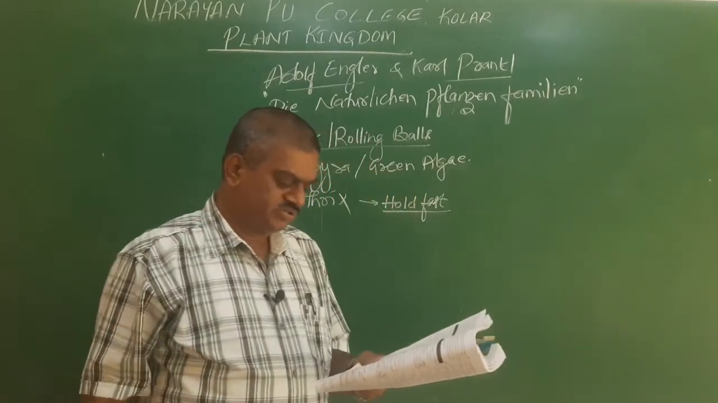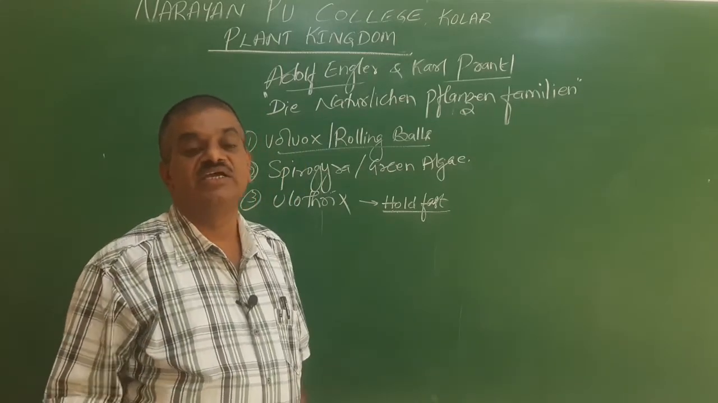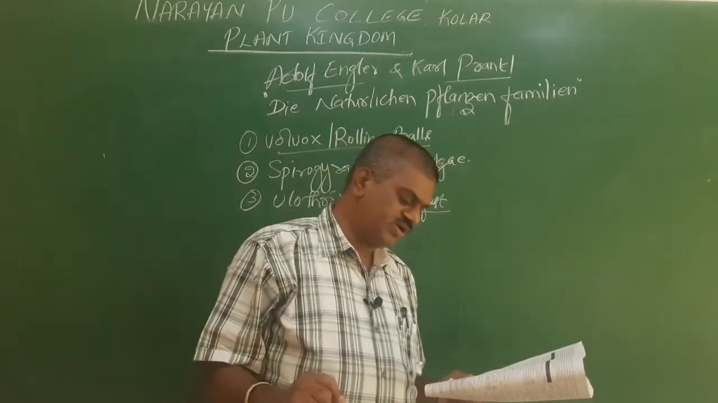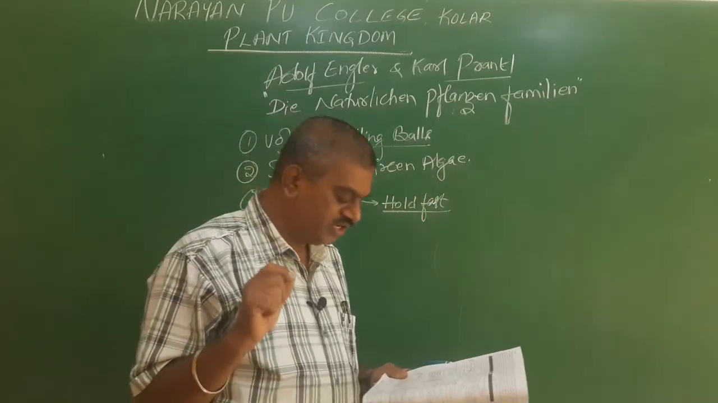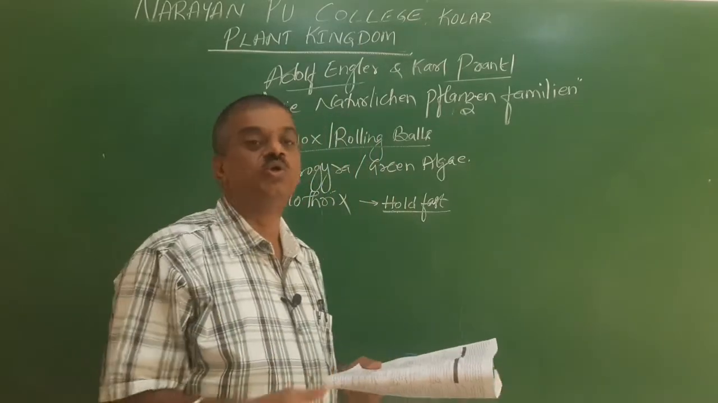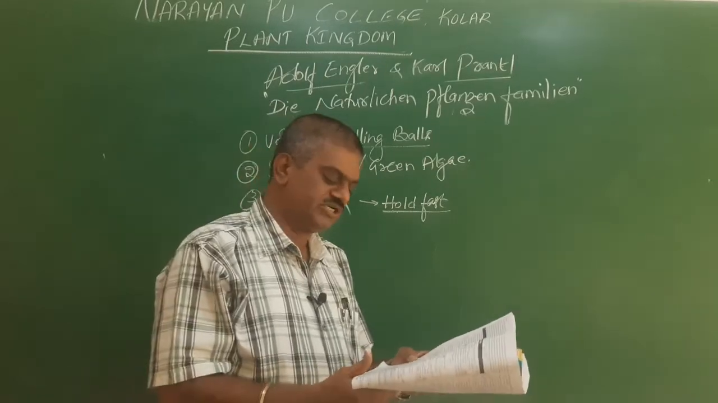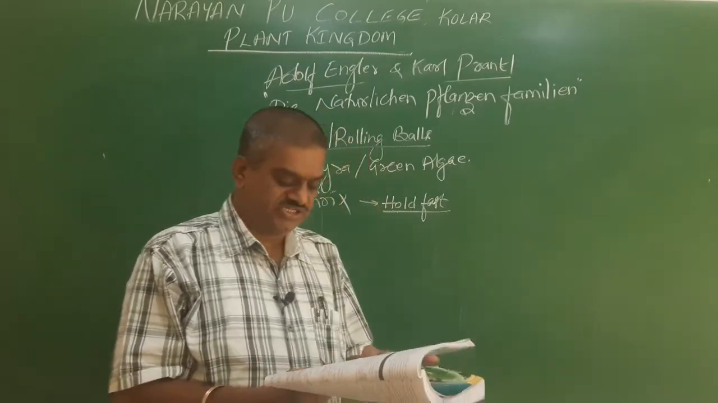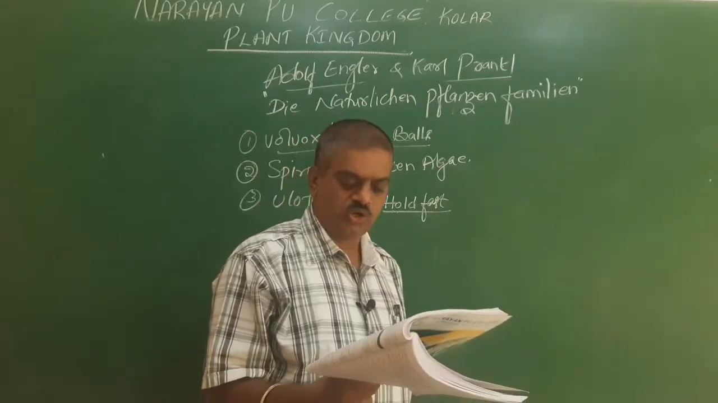Next one, Cyanophyceae. We know that Cyanophyceae is nothing but blue-green algae. In this blue-green algae, sexual reproduction never takes place because they are grouped as the lowest group of algae. So in this, sexual reproduction is not present. Hence the right answer is Cyanophyceae.